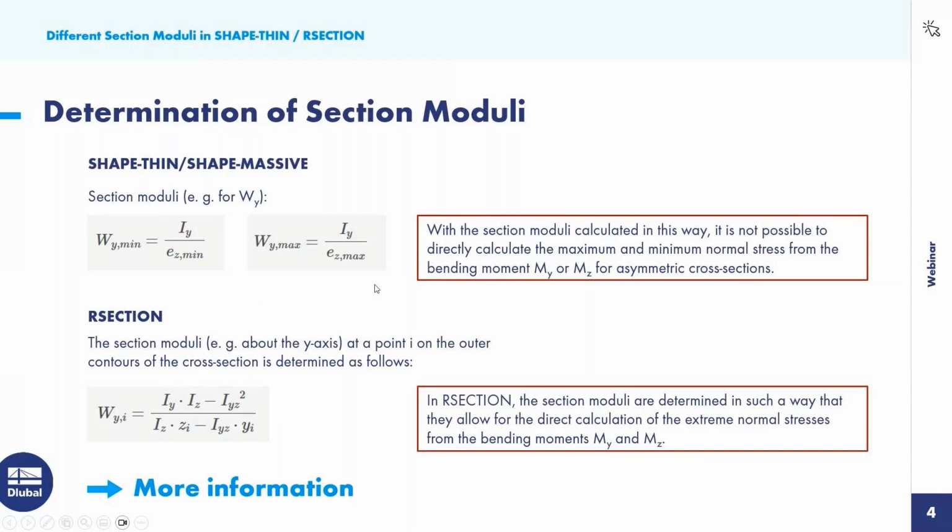And what is important in shape thin with the section moduli calculated in this way, it's not possible to directly calculate the maximum and minimum normal stress from the bending moments for asymmetric cross sections. For symmetric cross sections, you will get the same results in both. And in our section, the section moduli are determined in such a way that they follow for the direct calculation of the extreme normal stresses from the bending moments. And that's the difference. That's a short overview.